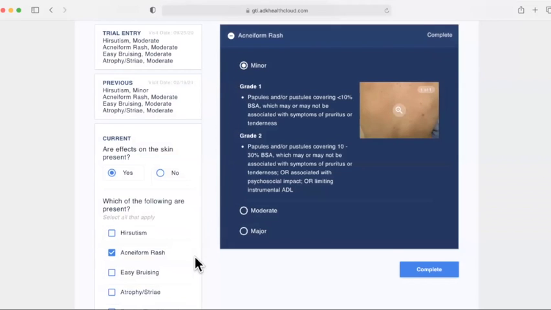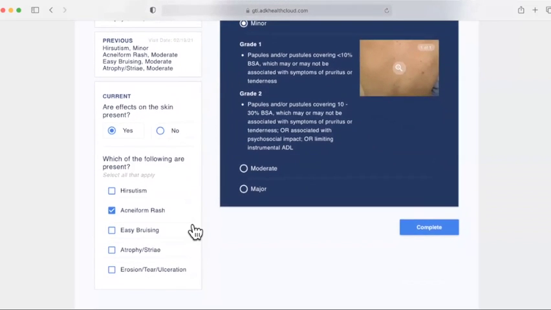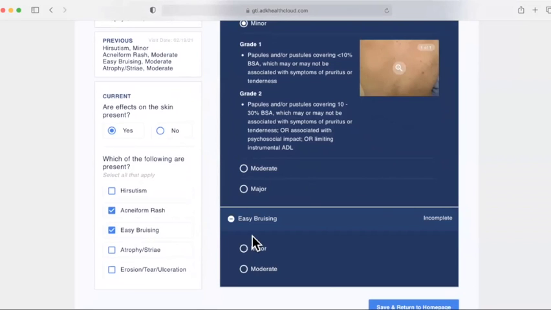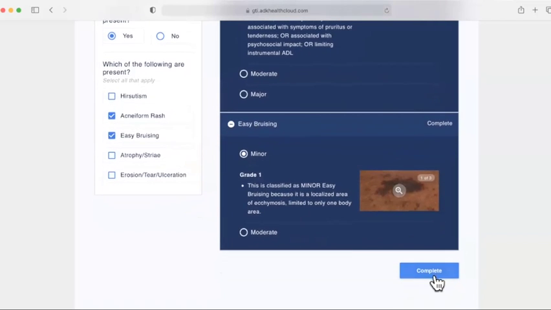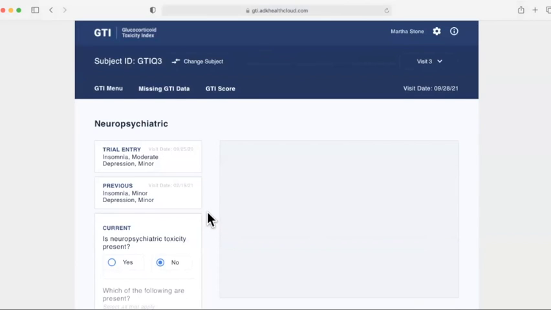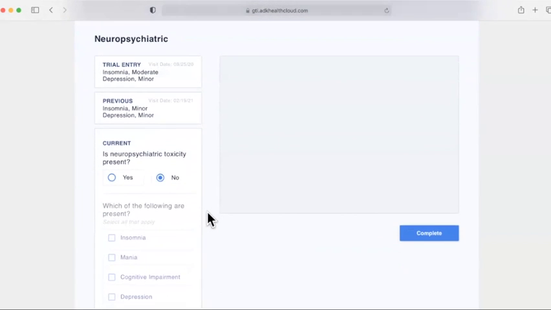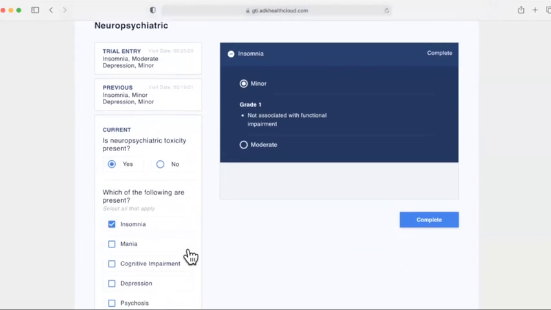These pictures are included in the digital platform in order to ensure uniformity in scoring across investigators and across sites. The patient also had an improvement in the easy bruising, which is now only minor. It had been moderate. Okay, good. So the skin domain is now complete, and we move to the neuropsychiatric domain. Here, the patient still has some minor insomnia, but her depression has resolved.